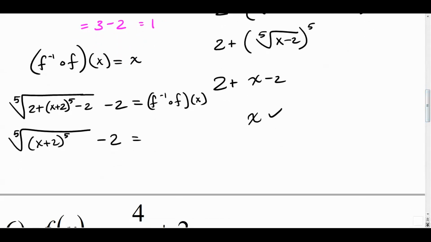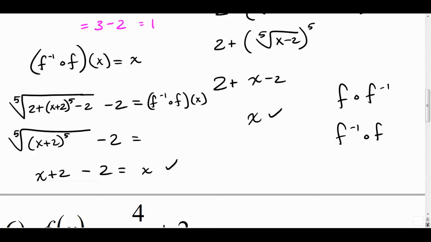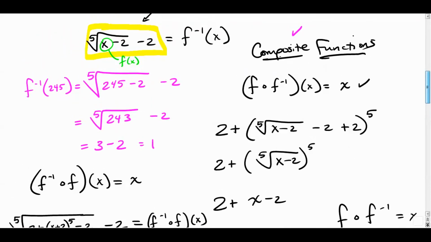Let's clean it up a little bit more. Again, the 5th root of something to the 5th is just itself. So x plus 2 minus 2, yeah, that's just x. So that works out. We confirmed it both ways. We confirmed it this way, and we confirmed it this way. And algebraically, it turns out that both of those are the same thing. So that's a good result. That means that when we calculated our inverse in yellow right here, we did it correctly.